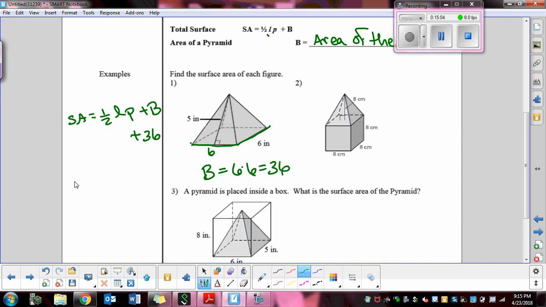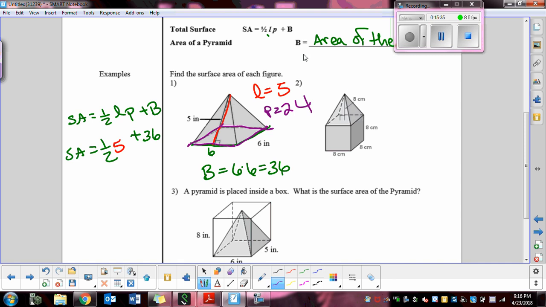And then 1/2. Now my L is going to be my slant height, and that is given to me this time. So I'm going to write it in there as 5. And then the P means the perimeter, and that is 6 plus 6 plus 6 plus 6, which is 24, I think. Okay, and I'm going to plug that in, times P. Okay, plug that into your calculator. Remember, there's a plus right here. Kind of got cut off. And tell me what you get. Write it down.